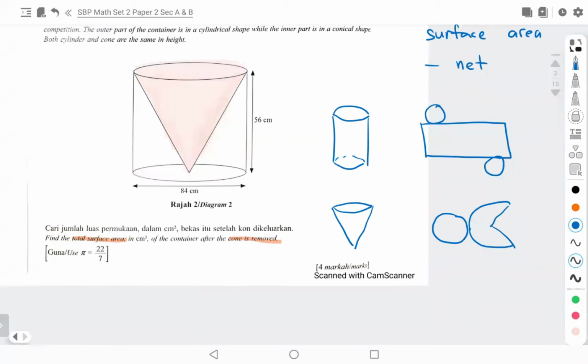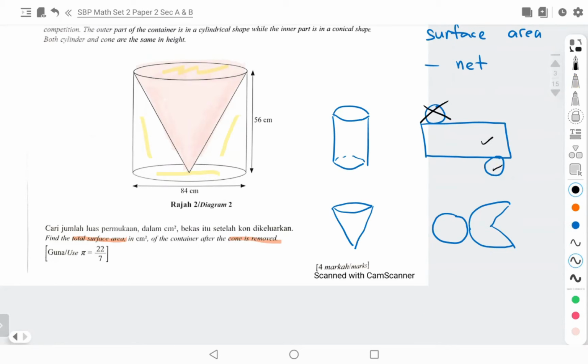Okay, the cone, the balance is the cone. It will be this side and this side, right? And a circle at the bottom. One circle is removed. As you can see here, one circle is removed. So we cross the circle. Right, the balance is only one circle and a rectangular shape.